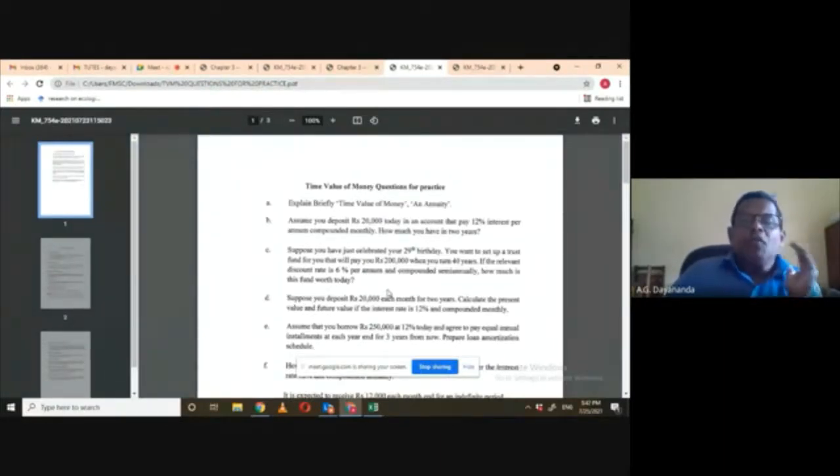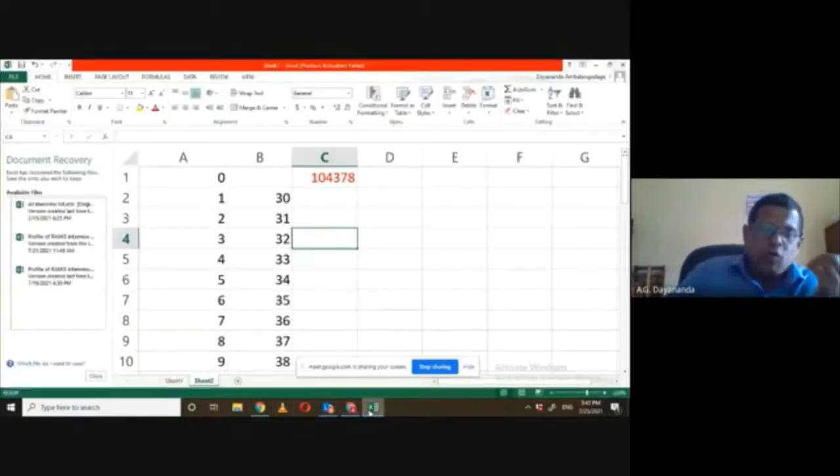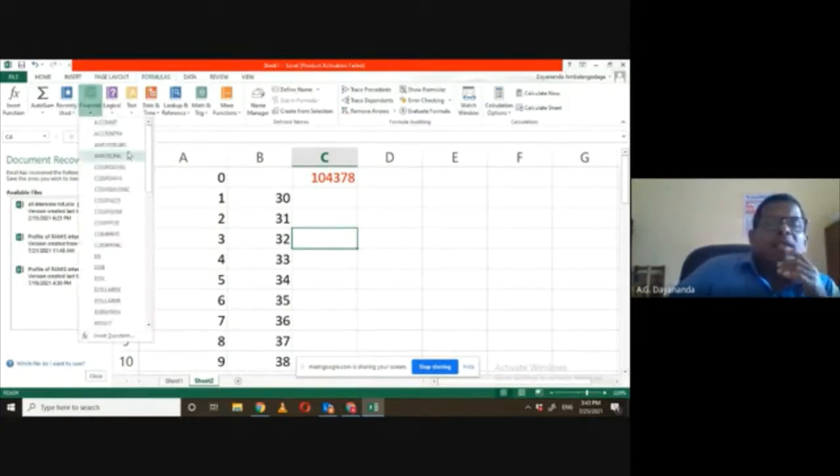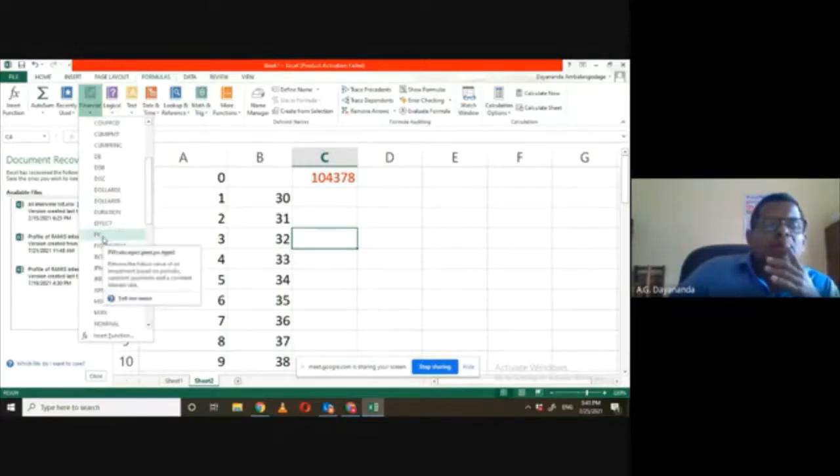Of course, now if you want to do this in an Excel sheet, if you want to check whether your answer is correct, you have one option. In Excel, you go to the formula column. In the formula, you go to the financial icon. There, you get many different mathematical calculation formulas. If you want to calculate the future value, this is that.